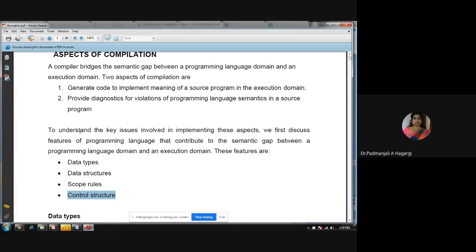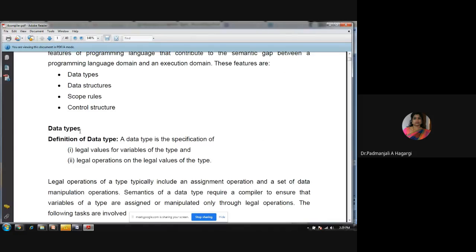It means the programming language should have certain rules, that is nothing but the semantics. It should generate a proper meaning. So to understand such a meaningful language, the language processor should have these features, that is data types, data structures, and the control structures. So the data types, why the data type is required, how the data type specification is done, you all know. We all have studied in lower classes.